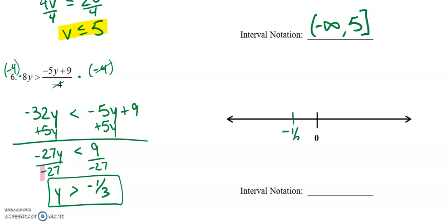Here's negative 1/3. We want the numbers that are greater than negative 1/3, so we're going to the right. Strictly greater than, so we'll need an open circle. Our interval notation: parenthesis, negative 1/3, comma, infinity.